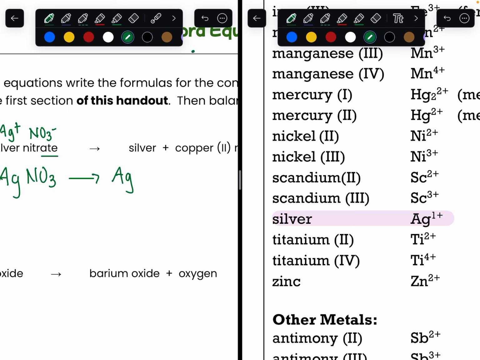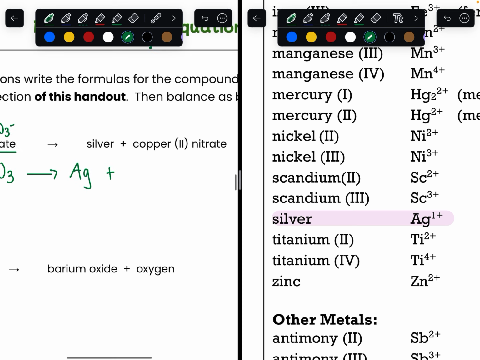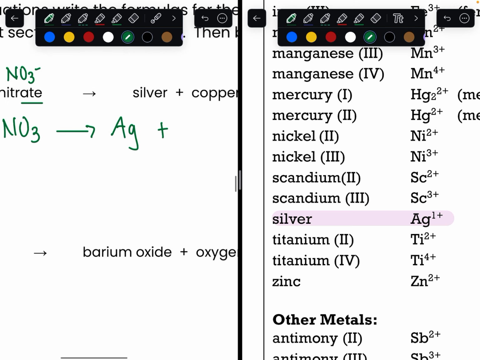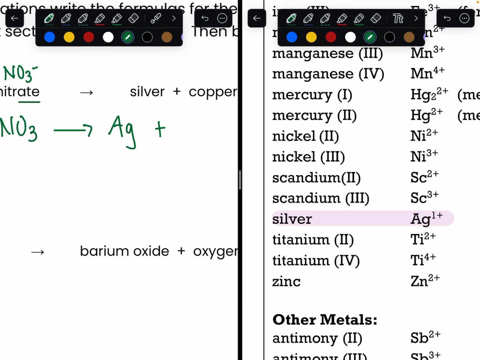Now we're going to write silver on its own. That's one of our products that we're going to make. And then we are going to write down the formula for copper nitrate. At this point, some students might be tempted to write down a charge on the element on its own. When an element's on its own, it's actually electrically neutral, so you don't need to write charges next to anything. Silver and nitrate only have charges when they are in ion form, and when you stick them together, their charge is neutralized to 0. So whenever you have an element on its own, no charge.